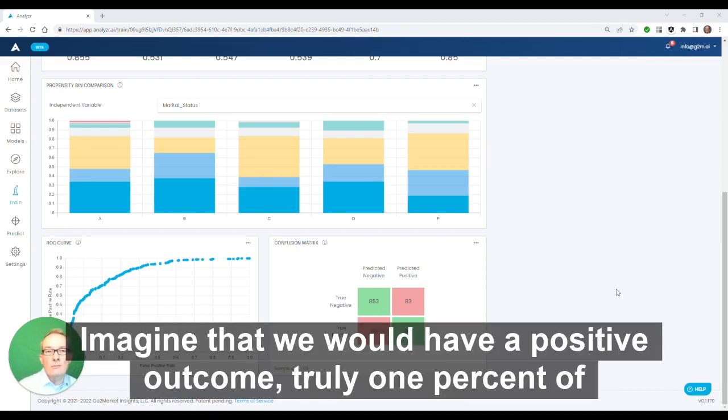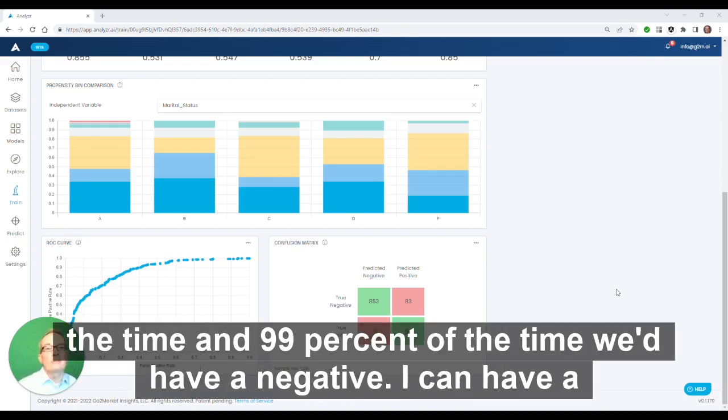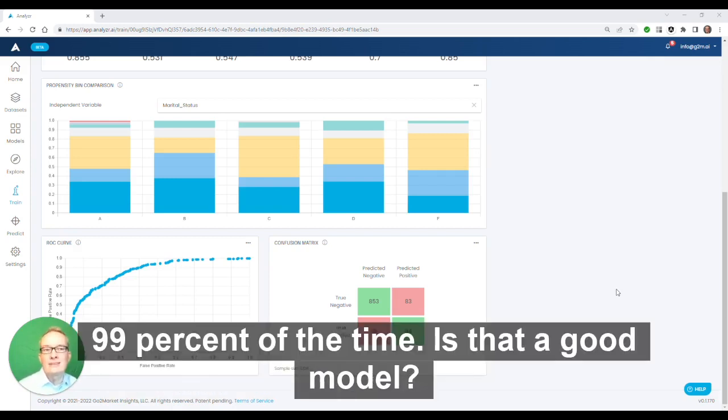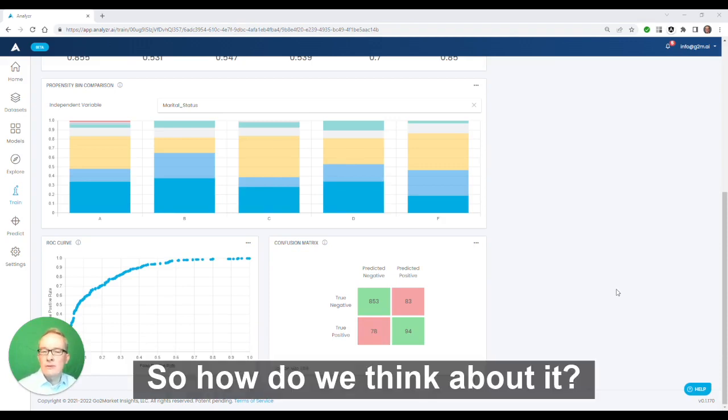Imagine that we would have a positive outcome truly 1% of the time, and 99% of the time we'd have a negative. I can have a really dumb model that simply predicts a negative every time. That model is going to be correct 99% of the time. Is it a good model? No, of course. So how do we think about it?